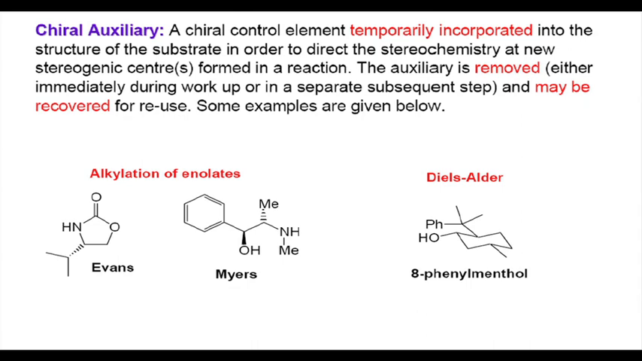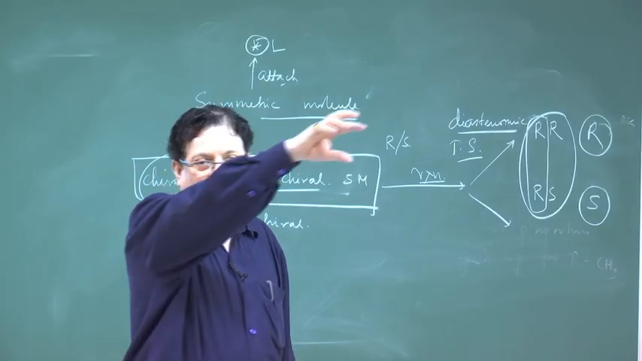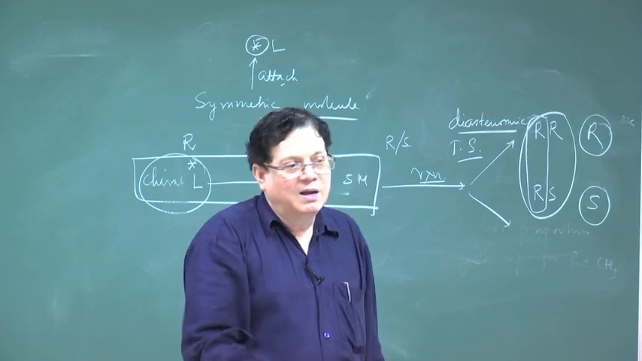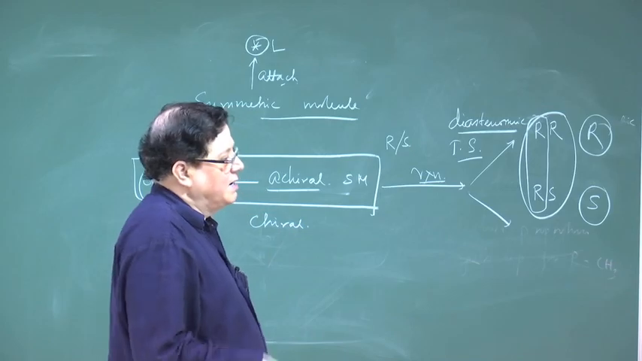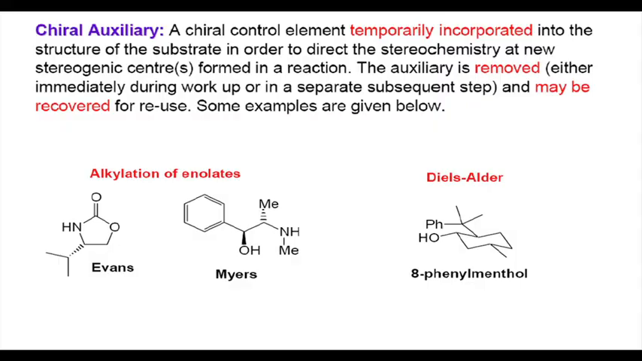I have an achiral system, I put in a chiral entity, that is the auxiliary, do the reaction, and this auxiliary now induces the asymmetry when it is generated, and after the reaction you take off the chiral auxiliary. In some reactions the chiral auxiliary falls apart during the workup, in some reactions it has to be removed separately.